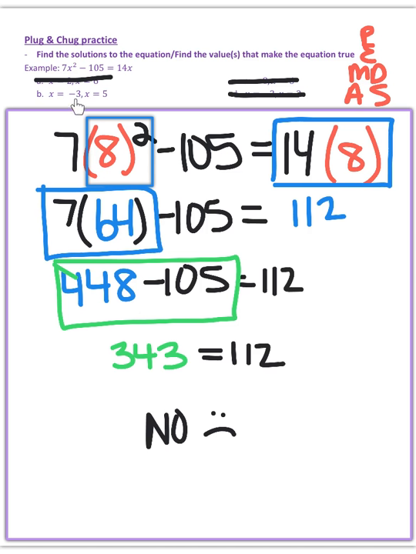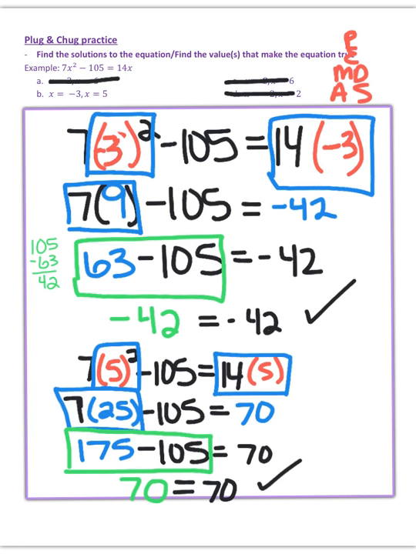So I'm going to plug -3 into both those spots and chug my way through it, and I should get a balanced equation. And then I'm going to also do the same thing with 5. So if you'd like to try that on your own, pause the video and you can try that. So looking at the answers, we got a balanced equation when we plugged in -3, and we also got another balanced equation when we plugged in 5.